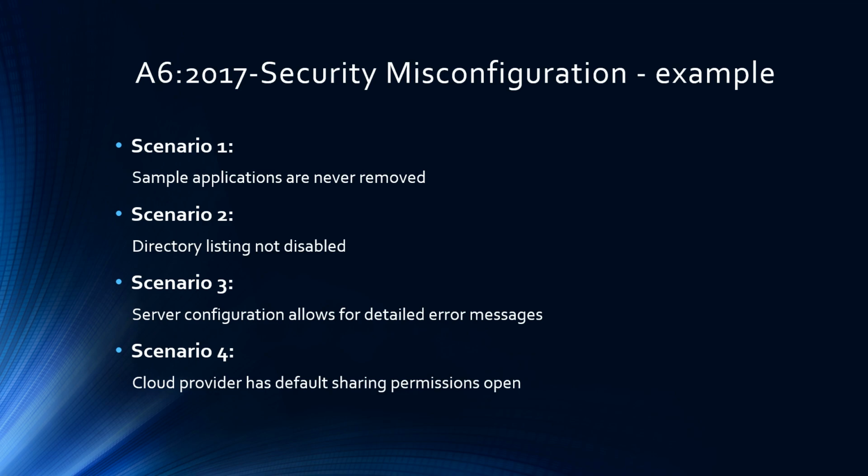How to prevent it? A repeatable hardening process that makes it fast and easy to deploy another environment. A minimal platform without unnecessary features, components, documentation, and samples. A task to review and update the configurations appropriate to all security notes. Updates and patching as part of the patch management process. Sending security directives to clients. An automated process to verify the effectiveness of the configuration and settings in all environments.